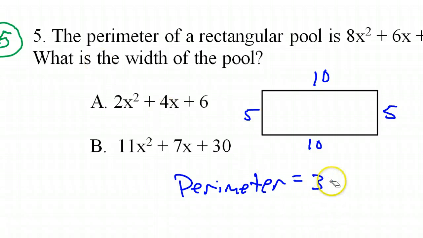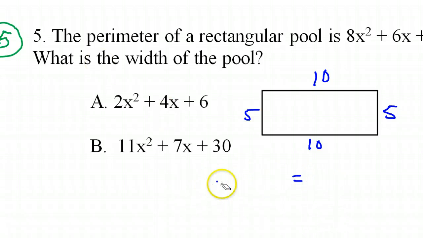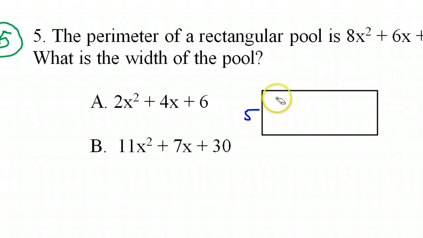Now let's put some variables in here. Okay, we've got length and width, alright? So say this is the length and this is the width. Could you give me an expression for the perimeter?